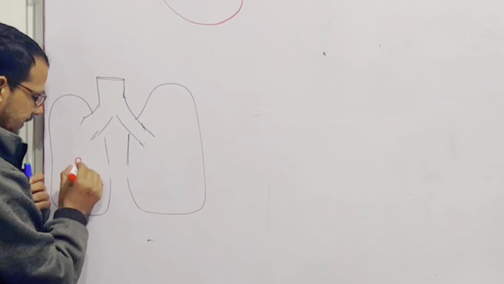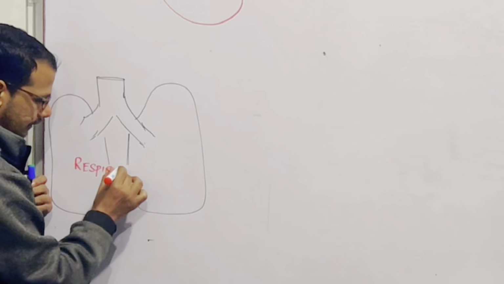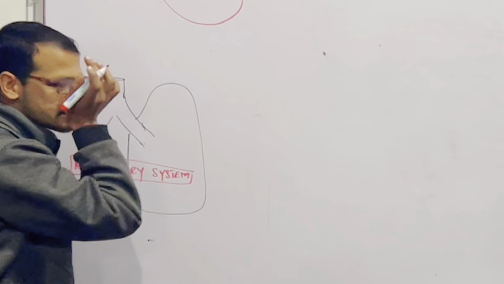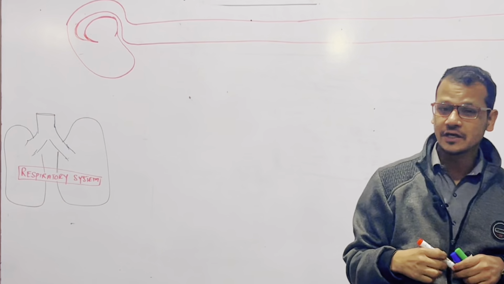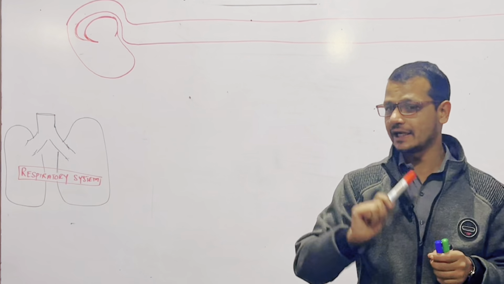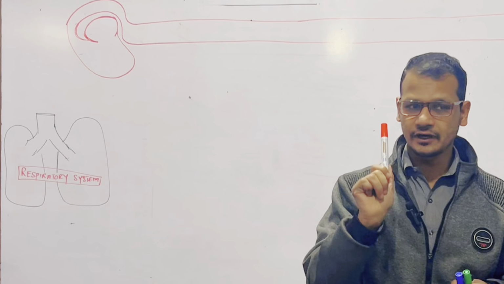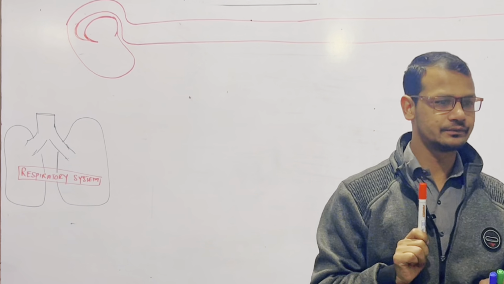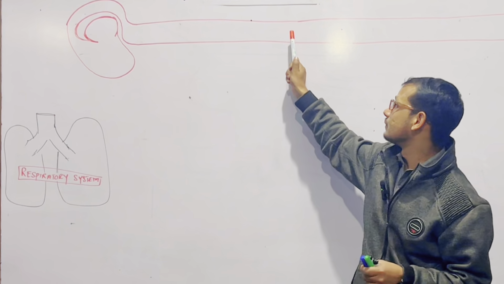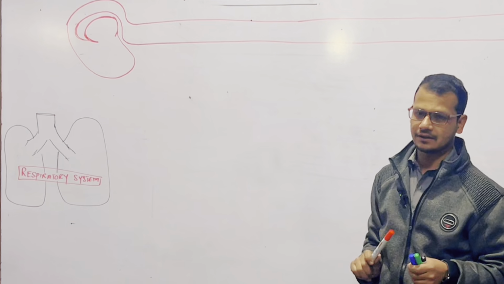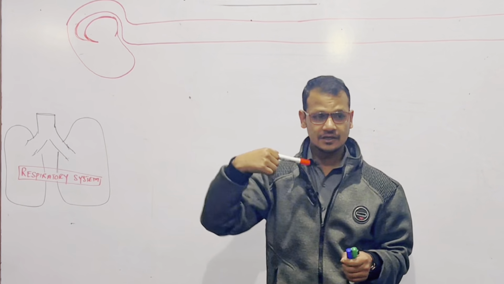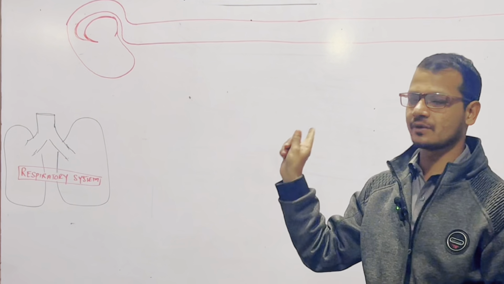This is the respiratory system. The respiratory system has two roles. One is taking and one is removing. Taking of oxygen and removing of carbon dioxide. Now think, what is the effect of carbon dioxide on our body? It will cause acidosis, because carbon dioxide is an acidic gas, and it will decrease the pH of blood, causing acidosis. So the respiratory system removes the excess carbon dioxide from our body and protects the body from acidosis.